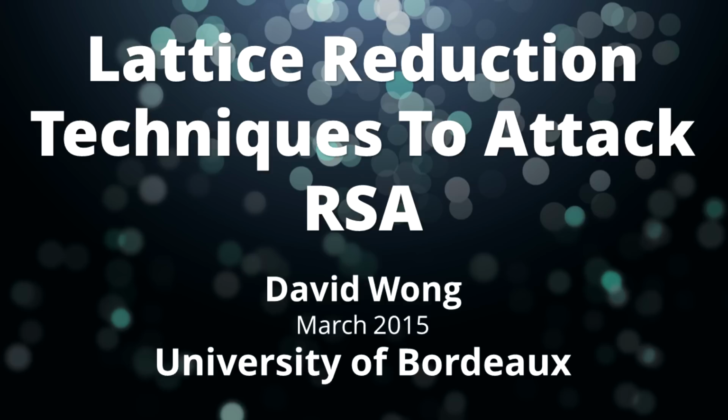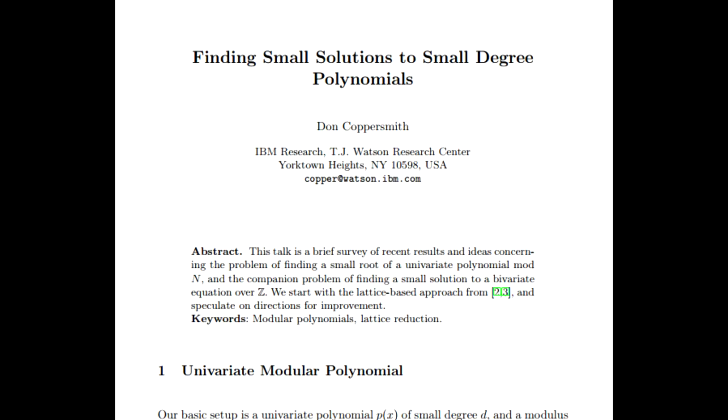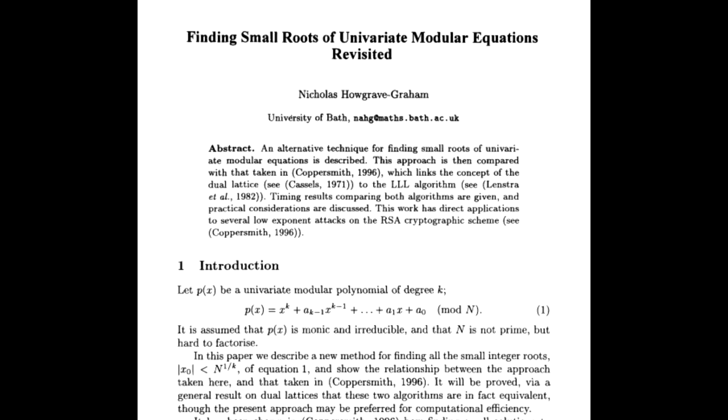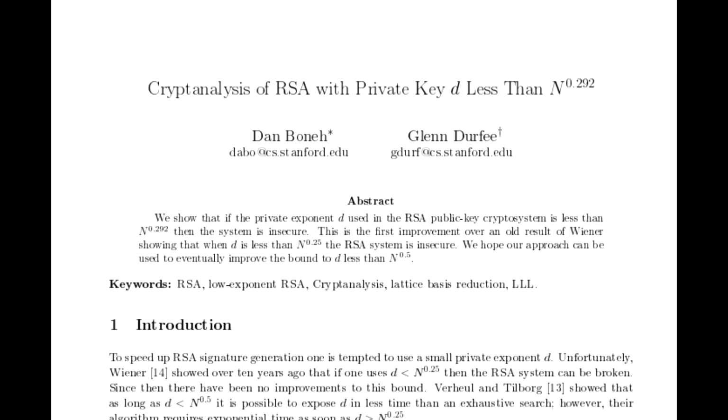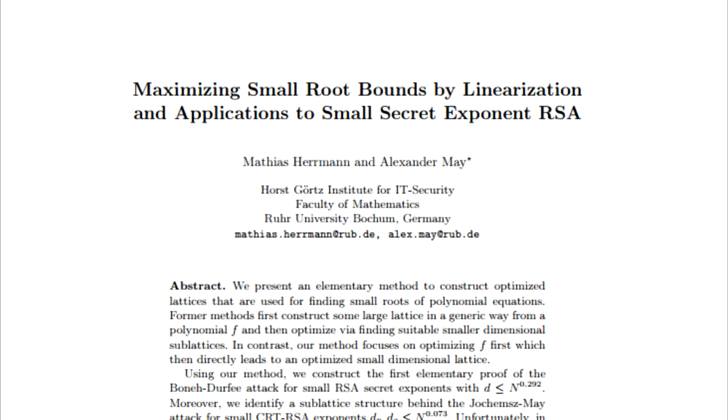This video is going to be an explanation of two attacks on the RSA that use lattice reduction techniques. The first attack will be an attack by Coppersmith, who was the first one to find that you could attack RSA with lattices, and then we'll see how Howgrave-Graham later simplified this attack. The second attack is a Coppersmith-like attack that was discovered by Boneh and Durfee, and that was later simplified as well by Herrmann and May.